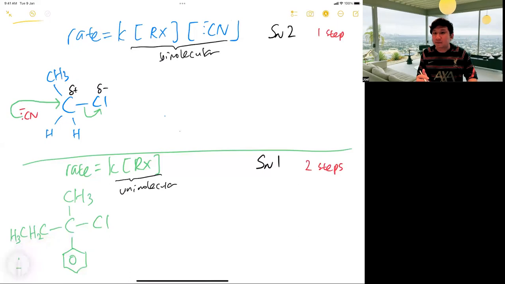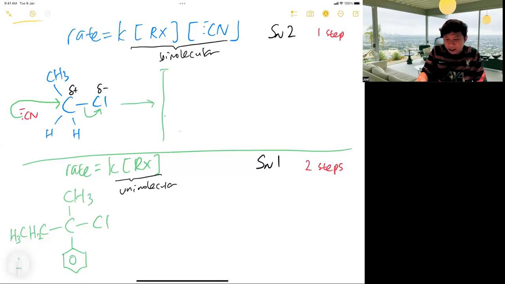Why must it be a backside attack? Why cannot it be a front side attack, or attack from the other side? Why must it be from the back? It's repelled, because there's delta minus, and another thing is that the CH3 is very big, steric hindrance. So you have to attack like that. Because it's Sn2, we draw an arrow.